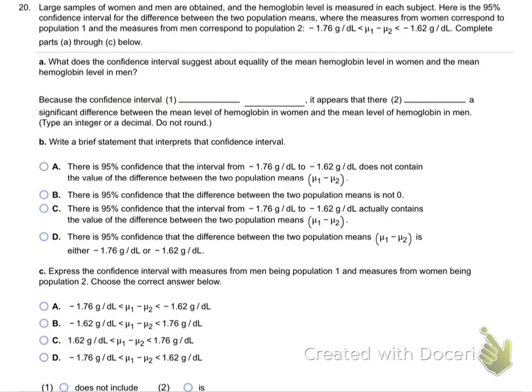Okay, so here we are on number 20. Large samples of women and men are obtained, hemoglobin levels measured, 95% confidence interval for the difference between two population means. Then they ask, what does it suggest? Write a brief statement that interprets. So we need to go to the final exam notes and find something about interpreting a confidence interval for the difference between two means.